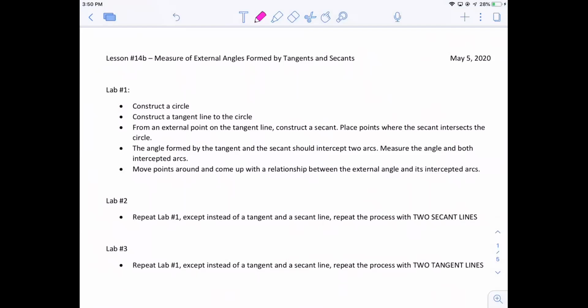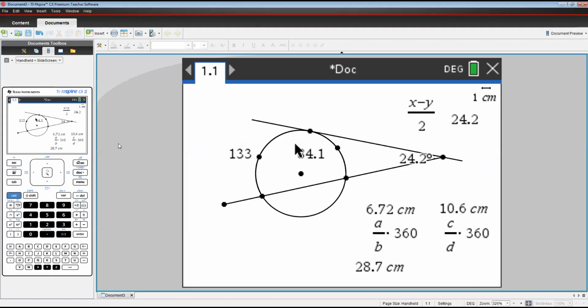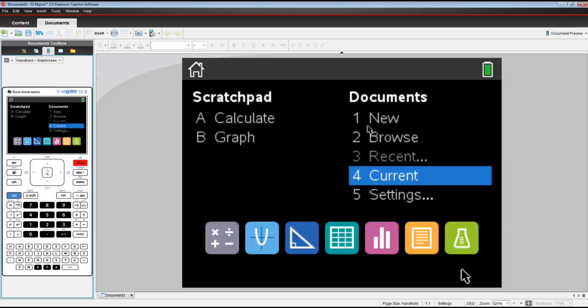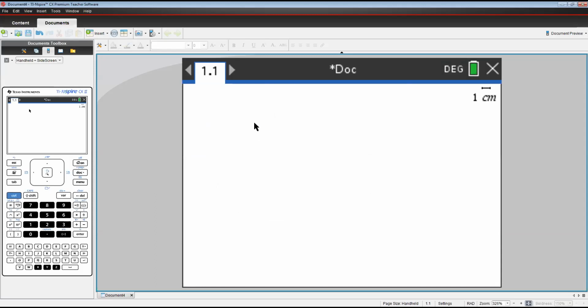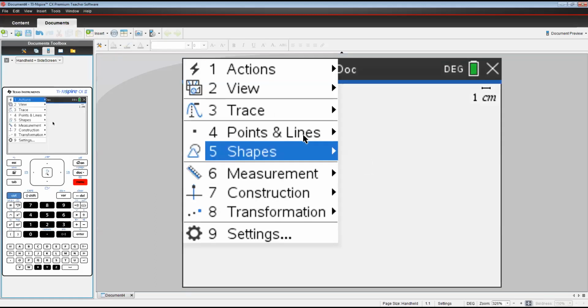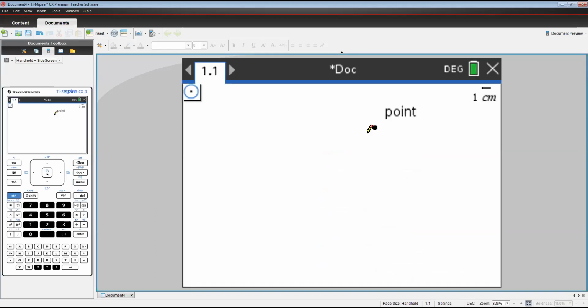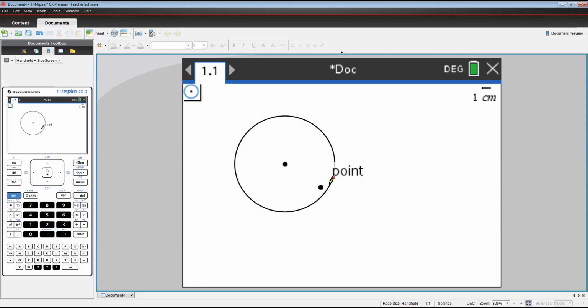I'm also going to be doing lab number 1 on the TI Inspire. And to save some time, I'm going to be doing labs 2 and 3 on Geometer's Sketchpad. So let's take a look at the calculator first. First step says construct a circle. So menu, shapes. Let's make a circle.